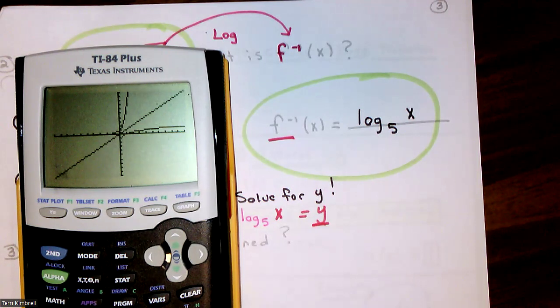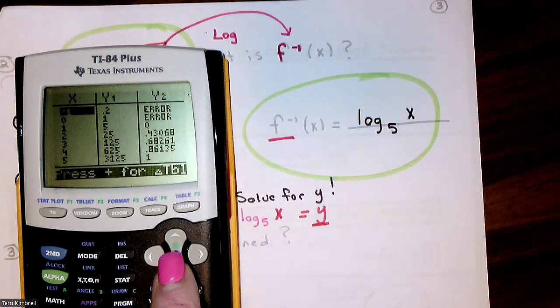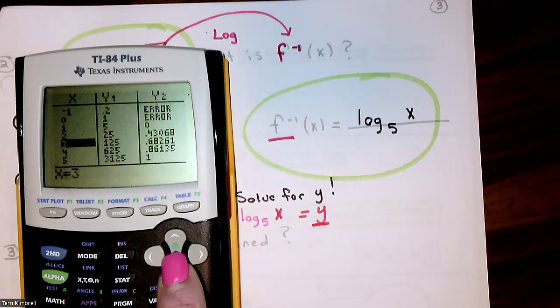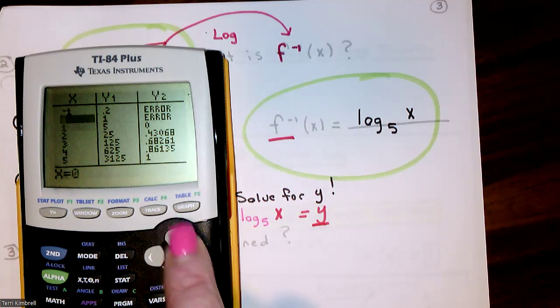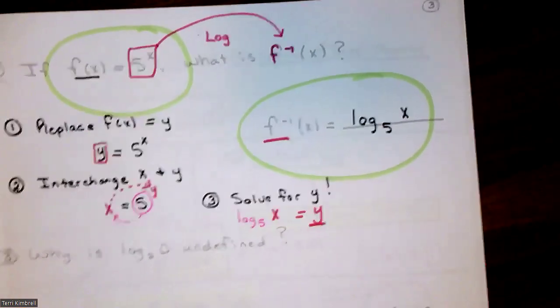Okay, so they are reflected over the line y equals x. If you go to your table, if you remember about your inverses, if 1 gives you 5, then 5 should give you 1. So when you look, these are flipped. Notice that 0 gives you 1, and then 1 gives you 0 in the other function. So we did that correctly.